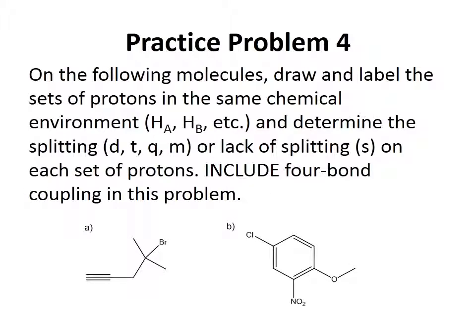Practice problem 4. On the following molecules, draw and label the sets of protons in the same chemical environment, HA, HB, etc., and determine the splitting, D for doublet, T for triplet, Q for quartet, M for multiplet, or a lack of splitting, S for singlet, on each set of protons. In this case, include 4-bond coupling.